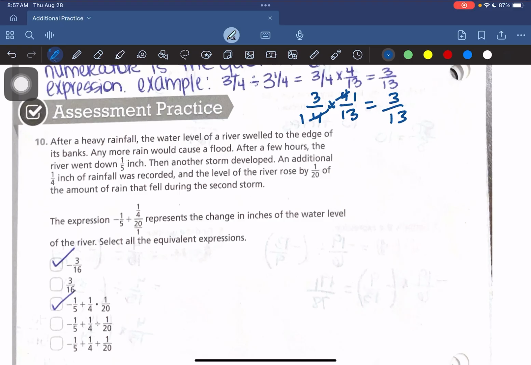After a few hours, the river went down 1/5 of an inch. Then another storm developed. An additional 1/4 inch of rain was recorded, and the level of the river rose by 1/20th of the amount of rain that fell during the second storm. The expression -1/5 plus 1/4 divided by 20 over 1 represents the change in inches of the water level of the river. Select all equivalent expressions.